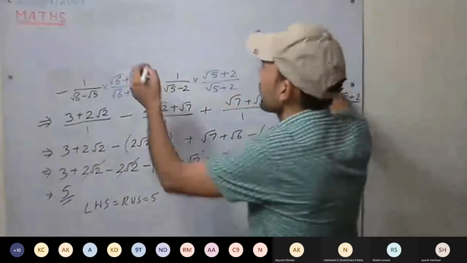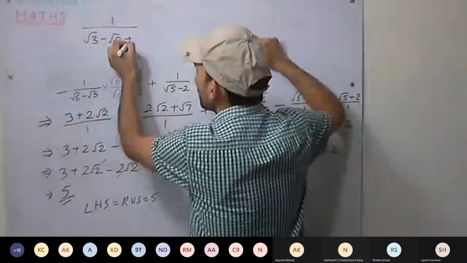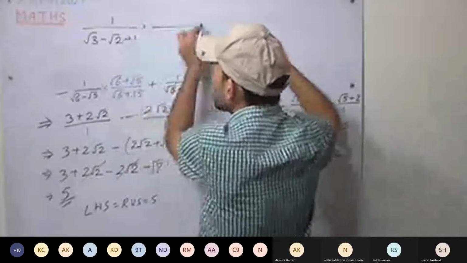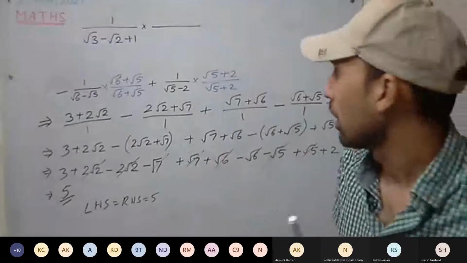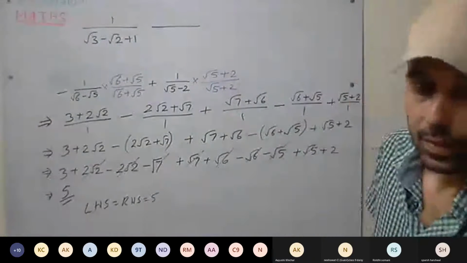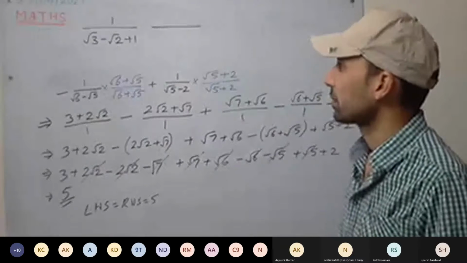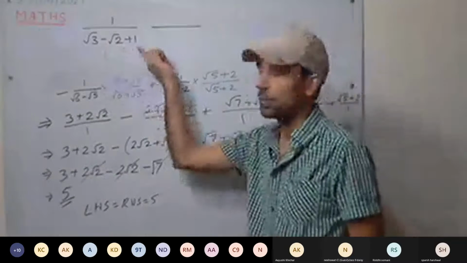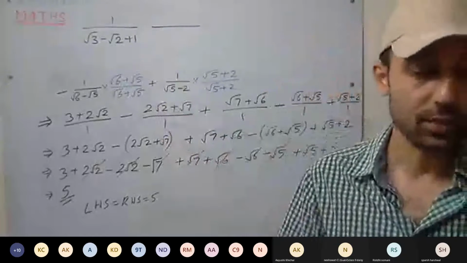See here, first you have to rationalize 1 upon root 3 minus root 2 plus 1. How are you going to rationalize this one? Anyone in class? You have to rationalize this one first. We have 3 terms in the denominator. How are we going to rationalize this one?